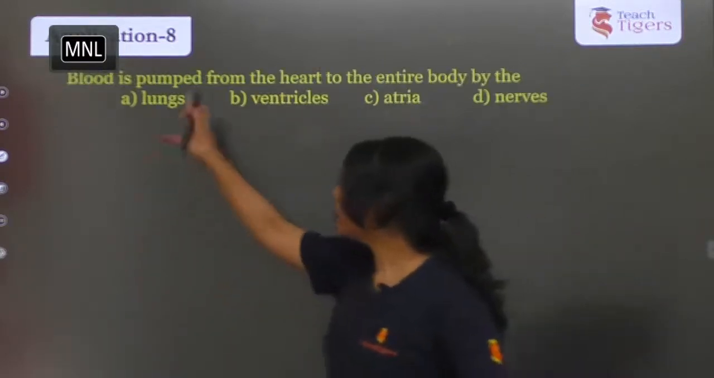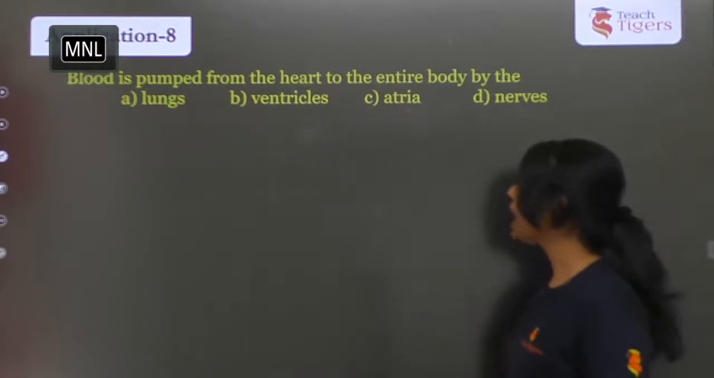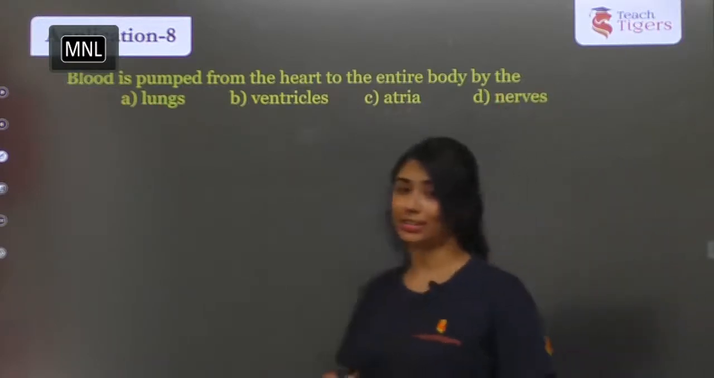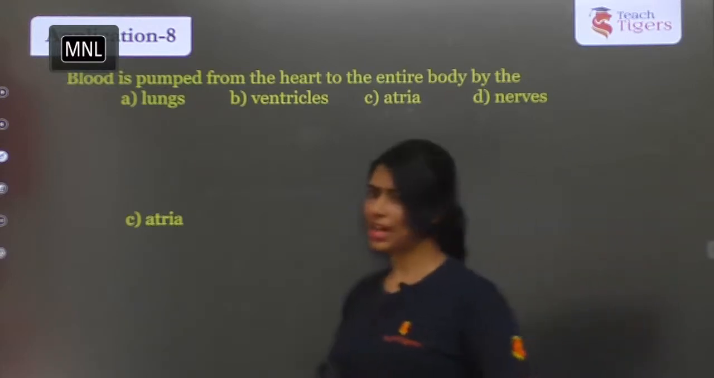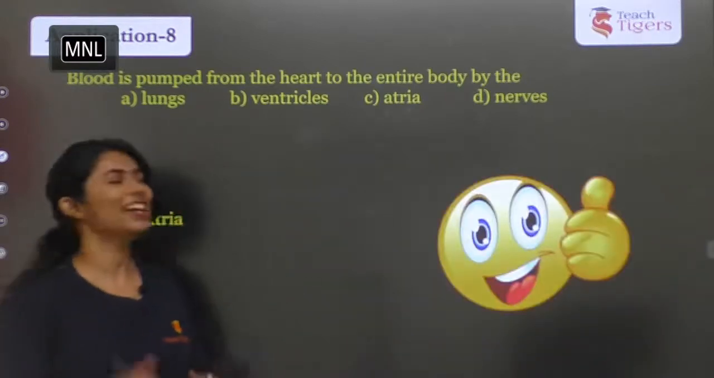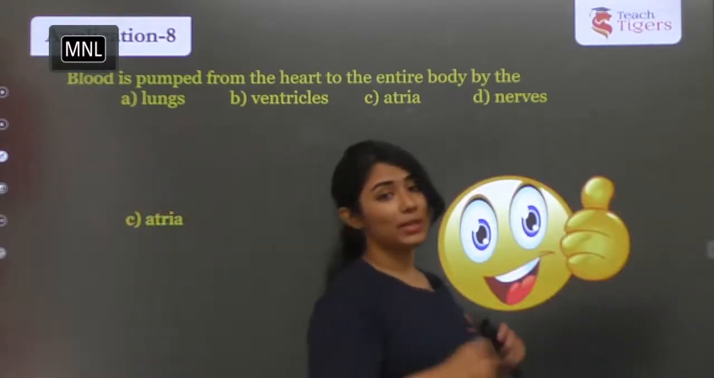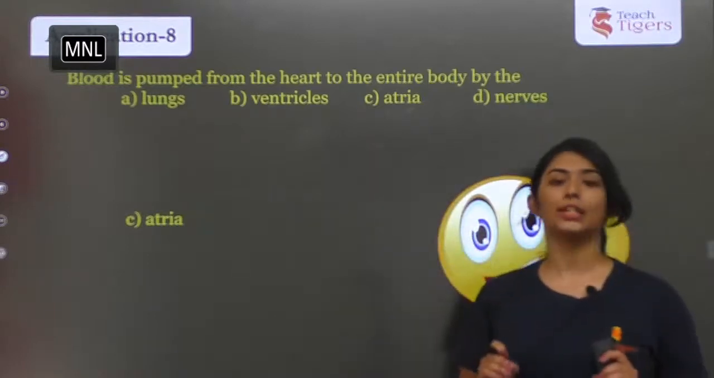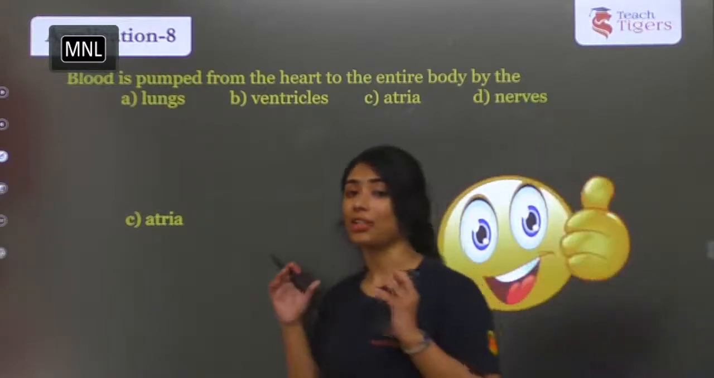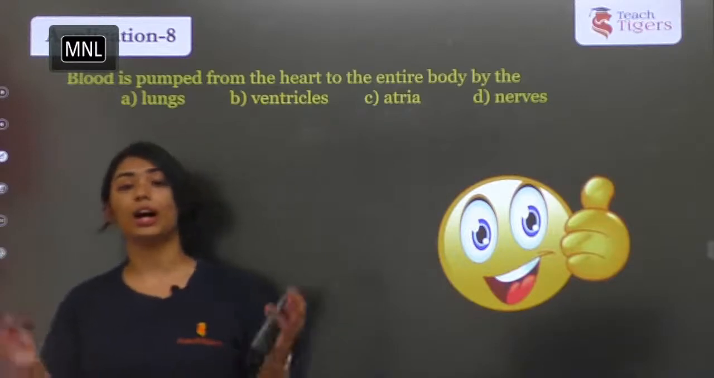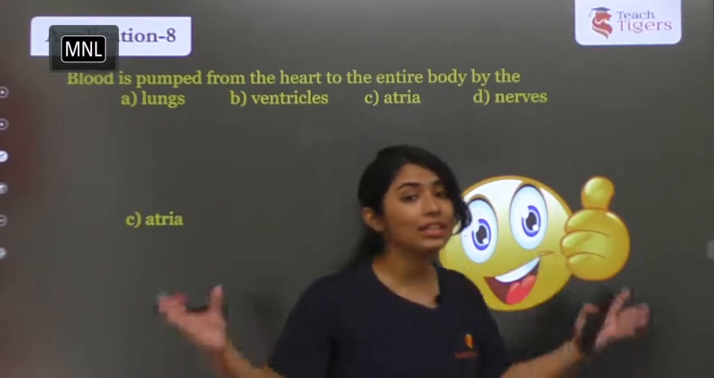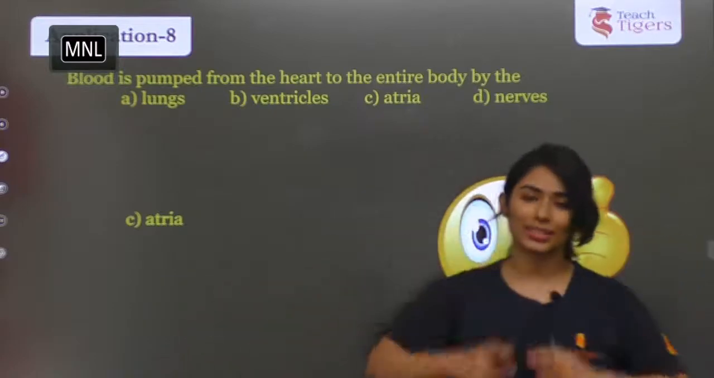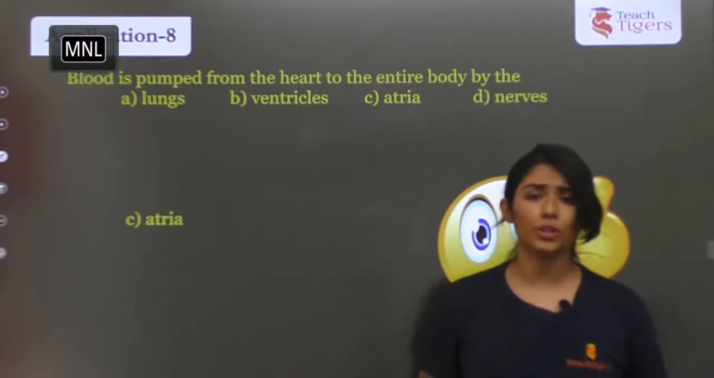Next, blood is pumped from the heart to the entire body by the, okay, so this is also a direct question. The answer is arteries, which is the right answer, right? So please remember this important point here, that the arteries are responsible for carrying the blood away from the heart, whereas the veins, they carry the blood towards the heart. Okay, this is a very important point to be noted here.